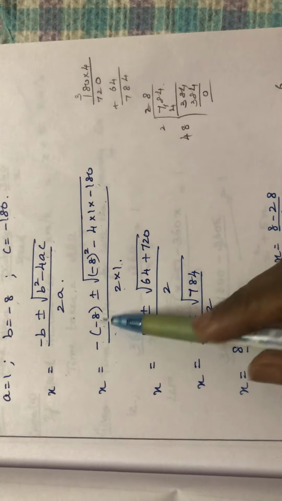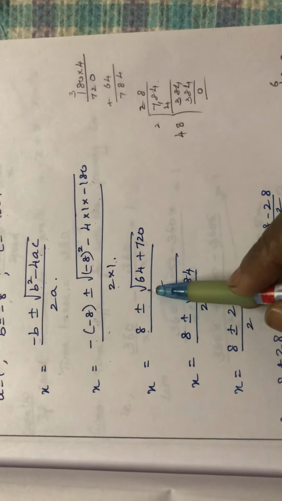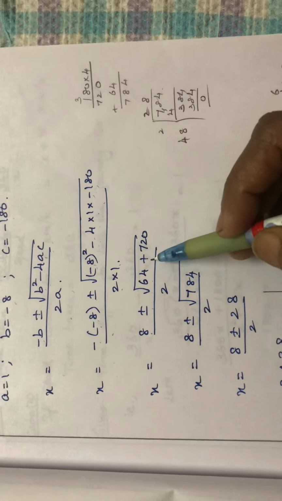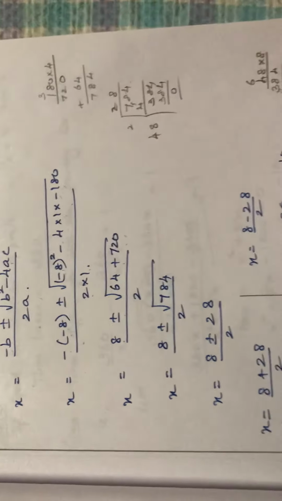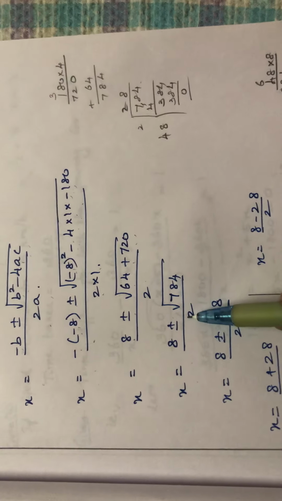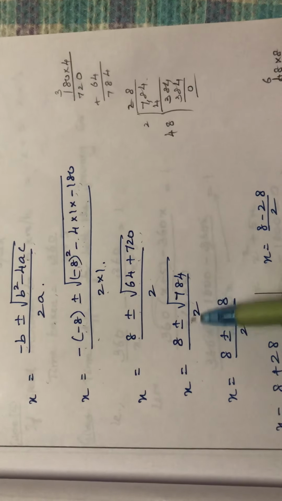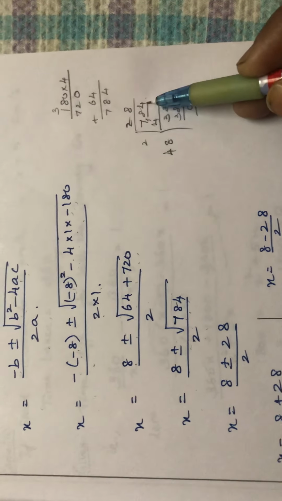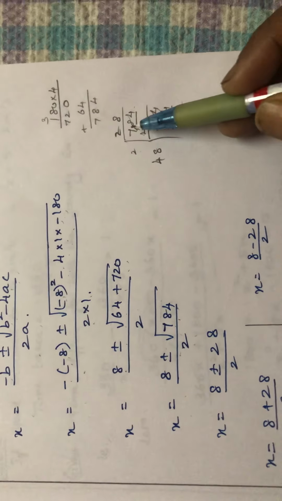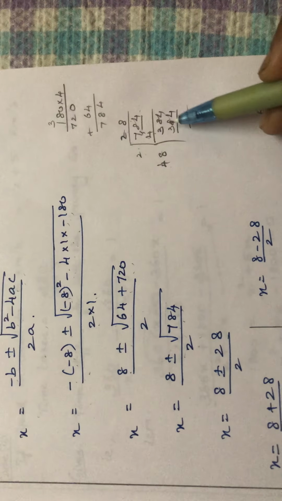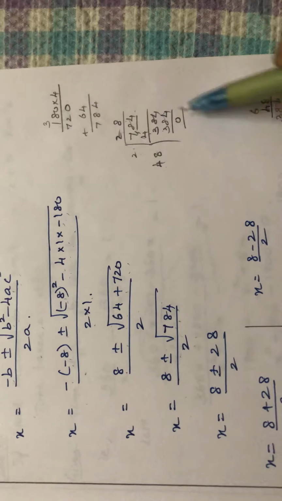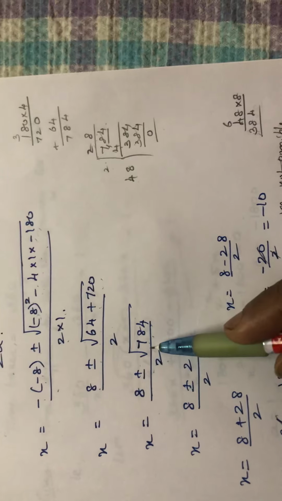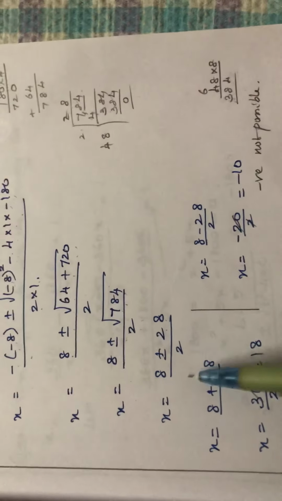Minus 1 and minus 8 will give you plus 8. Plus or minus square root of 8 square is 64. Minus and minus is there, so when I am multiplying, I will get a plus 720, by 2. x is equal to 8 plus or minus square root of 784 by 2. The square root of 784 I am finding. First two digits we have to take and then put a comma. So 2 2s are 4. Then 2 plus 2, 4. 48 into 8 will give you 384. So the square root of this value is 28. So the square root of 784 is 28, by 2.